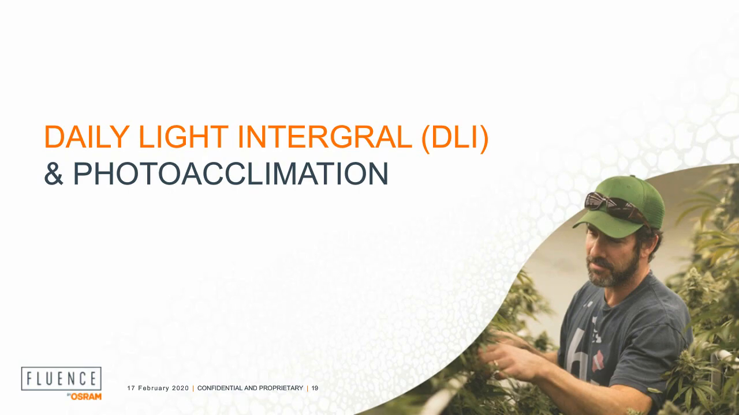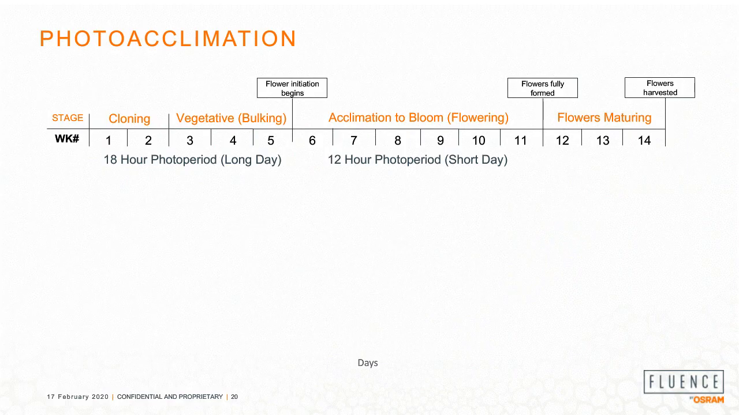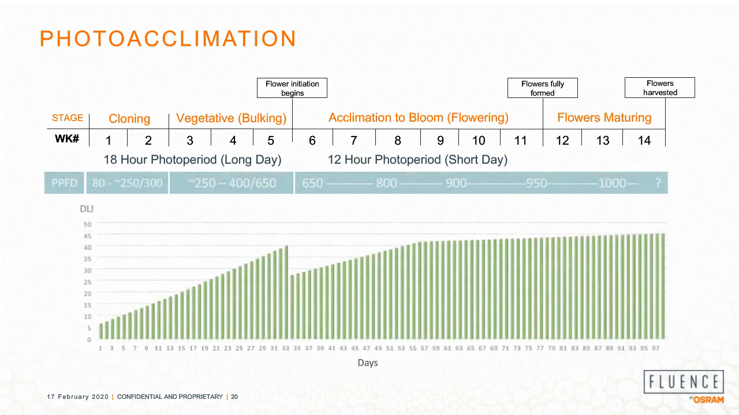Let's look at DLI and how photoacclimation can be used. And so basically back to the same diagram that I showed you in the previous slides, but this time it's now accompanied by recommended PPFD levels per stage, as well as the corresponding DLI that you would get if you were to run these light levels for cannabis. And so let's go through it again. Looking at the cloning phase, we're at anywhere between 80 and can finish off upwards of 300 PPFD. Moving into the vegetative cycle, most growers are starting around 250 and ending anywhere between 400 and 650.